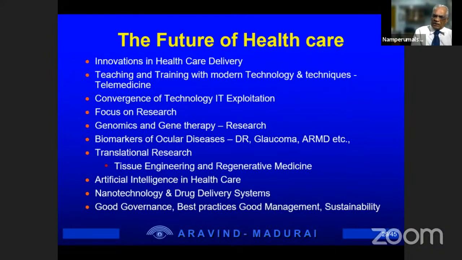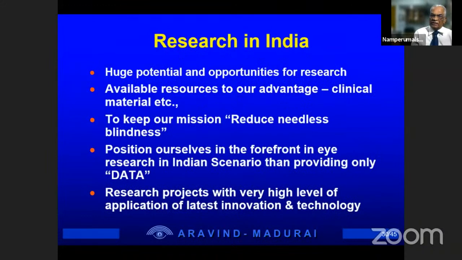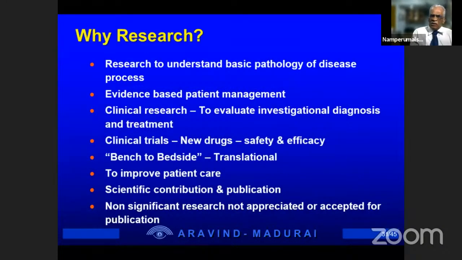But what is next for the present next generation? Only a few more minutes, I will say. You have to have the latest research in India, which I am heading, as Professor Natarajan told you. We are heading research in India. You have a very good research institute in Chennai, and you have alumni members who have already developed institutions. They can concentrate on basic and clinical research, with high potential opportunities for research, but with available resources to reduce needless blindness. In research, especially evidence-based management, we still depend upon the directions given by the Western countries.